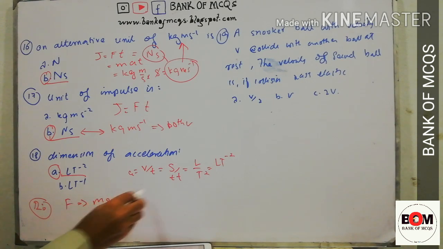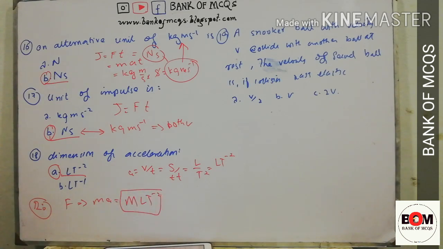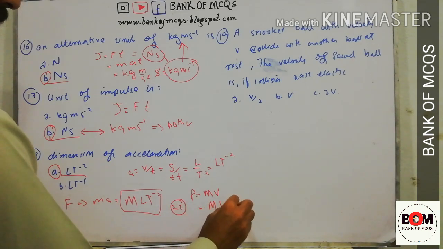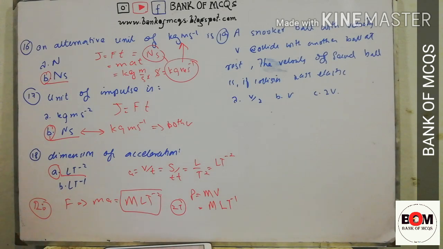MCQ number 20, dimension of force. F is equal to ma, where m is mass and a has dimension L T minus 2. So this is the dimension of force. Now to find the dimension of momentum, we know that P is equal to m into velocity, mass is M and the velocity is s divided by t, L T minus 1. This is the dimension of momentum.